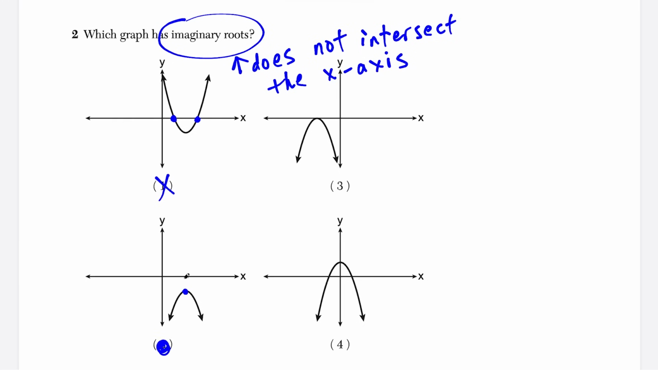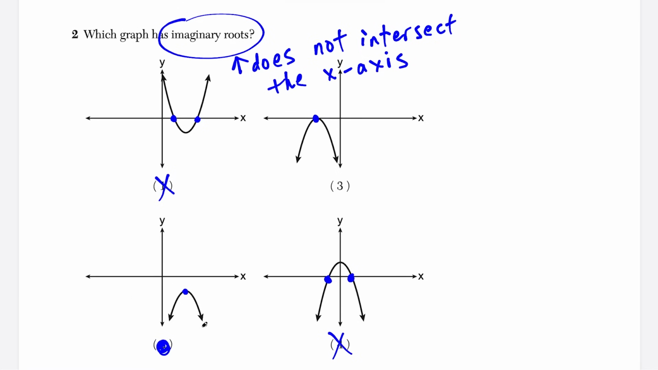It has a maximum point here that is clearly under the x-axis, so this parabola is never going to hit the x-axis. The problem with choice 3 is that it has 1 real root. The parabola is tangent to the x-axis. It just touches at one place. And then choice 4 is no good. This quadratic would have 2 real roots. So choice 2 is our answer.